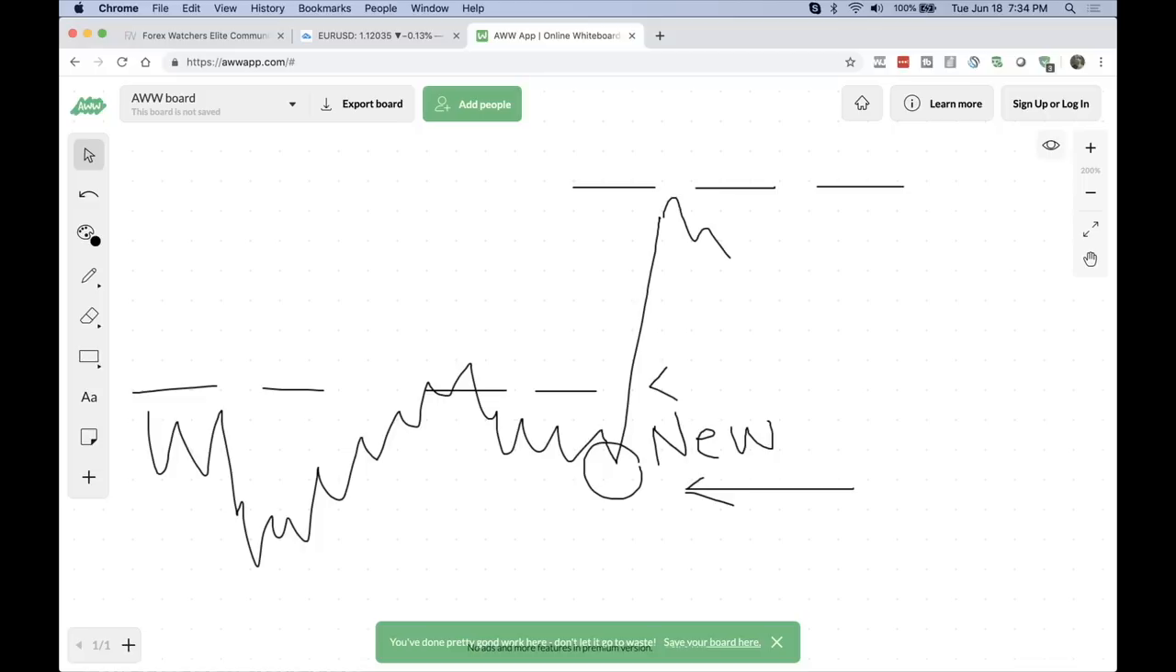So if you start getting this, here's a quiz for you guys. Watch this very carefully. So if you see this coming, the market's coming down, pullback, coming down, pullback, coming down, pullback, he reaches this area of support and resistance. He reaches 61.8%, he reaches the Fibonacci level as well. And now he's starting to go up.